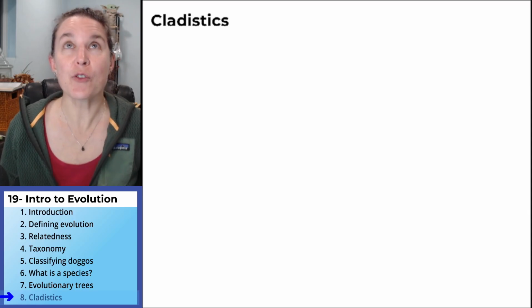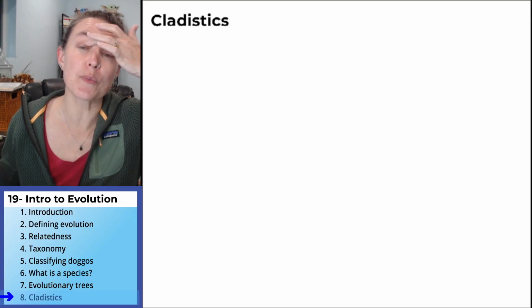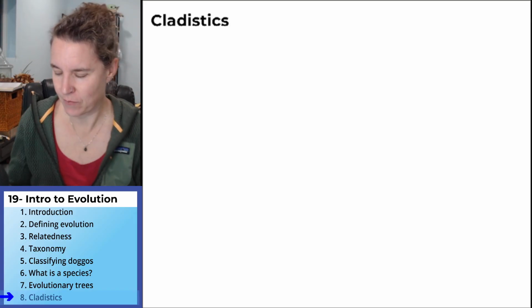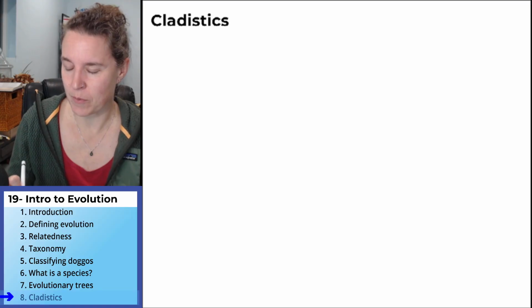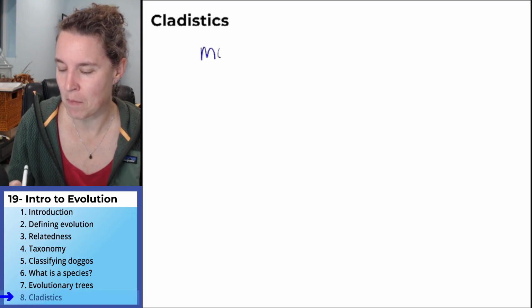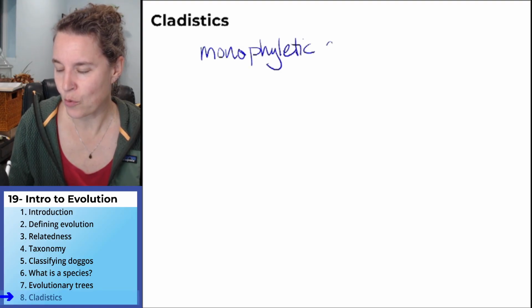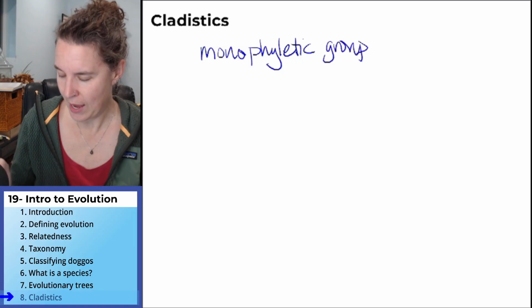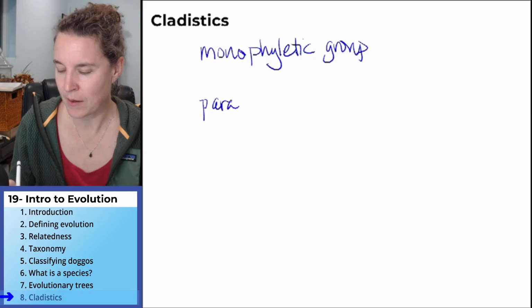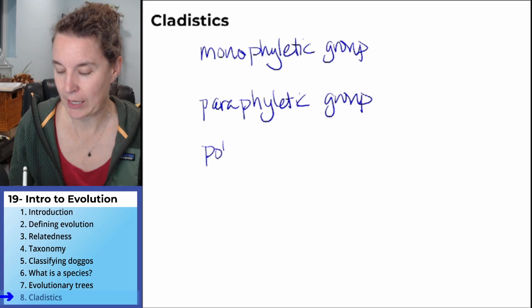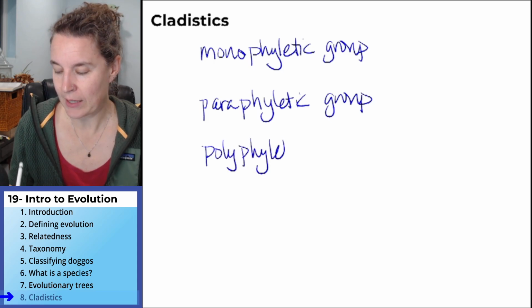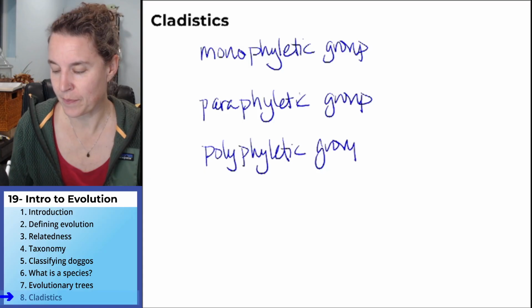Now, there are three kinds of groups that I just want you to have this information in your back pocket. So go with me on this. We have a monophyletic group. We have a paraphyletic group. And we have a polyphyletic group. Okay.